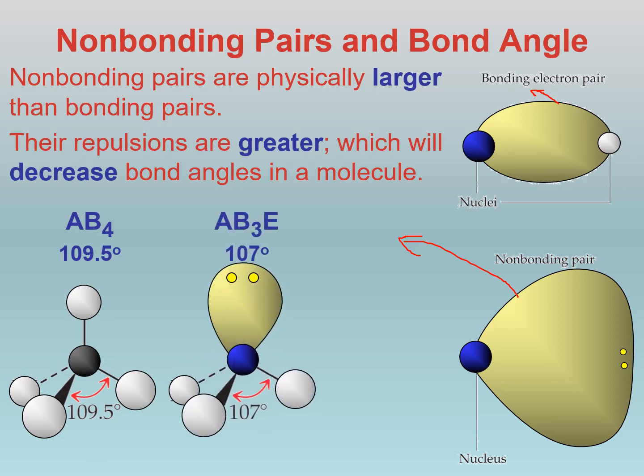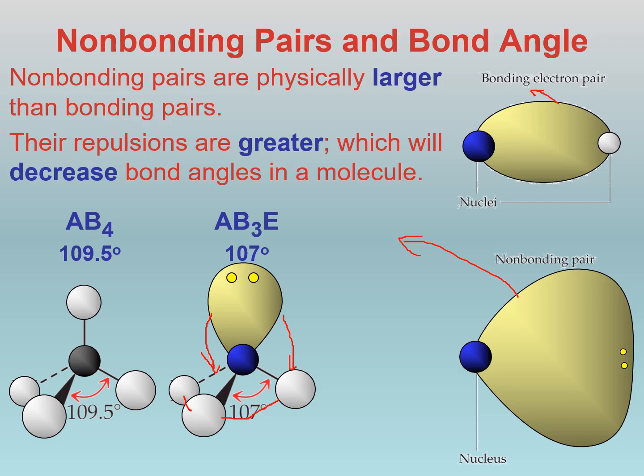All right, so here it is. You can see what happens. If this pushes with more force, it pushes these actual bonded pairs down farther away from the top. If they're pushing away from the top, they're pushing closer to each other. So the angle in the actual molecular geometry, the actual angles between the atoms, is going to be less than the 109.5 that we talked about in a normal tetrahedral.